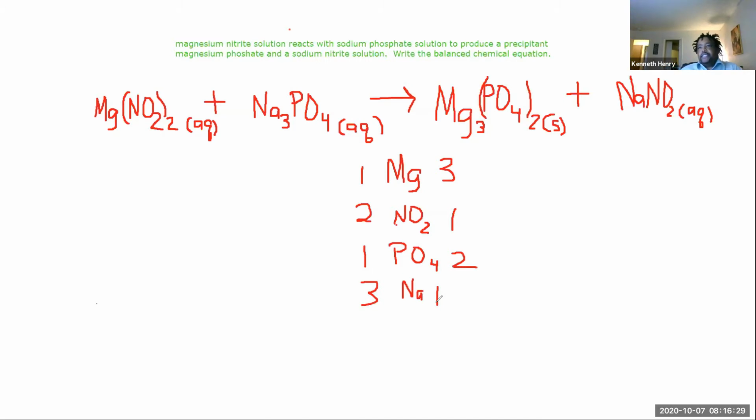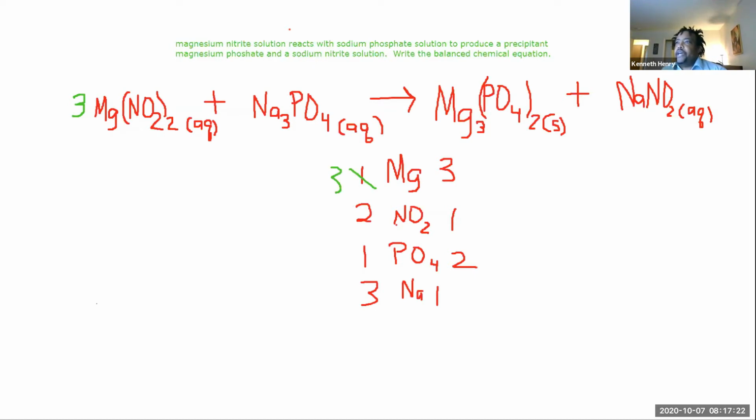Okay, Judy. Is it balanced? No, it's not balanced. So what do I need to do to balance it? Where do I start? You can start with the magnesium. If I start with my magnesium, what am I going to do? I will put a coefficient in front of the magnesium nitrate on the reactant side. Okay, a three. So that tells me that I have three magnesium nitrites, which means three magnesiums, and that changes my nitrite too.